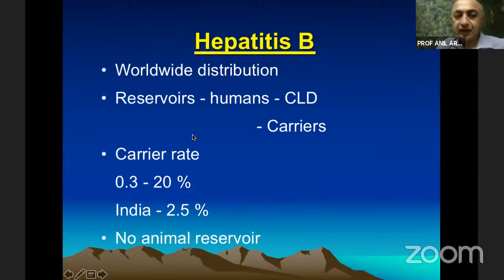Unlike hepatitis A and E, which are waterborne, you have a lot of patients who are chronic carriers. They can simply be carrying the virus in the blood without being symptomatic, or they may be suffering from chronic liver disease like cirrhosis of the liver. Overall, in India, we have a positivity rate of about 2.5%. So we have 40 million carriers of hepatitis B in India alone.